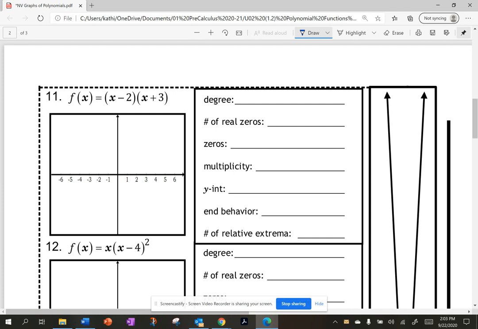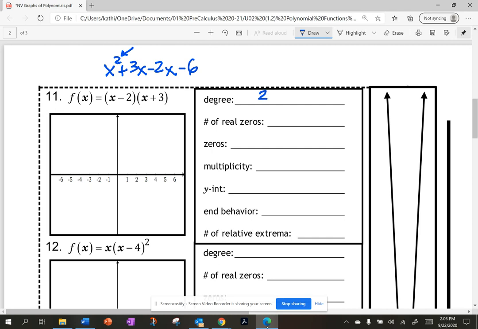Okay, so I'm going to start out by doing a double distribution to multiply this out so I can see what the leading term is. This is going to be x times x is x squared, plus 3x, minus 2x, minus 6. Looking at the degree, I get the degree from the highest power, so my degree is 2.